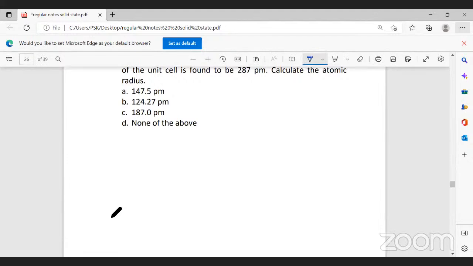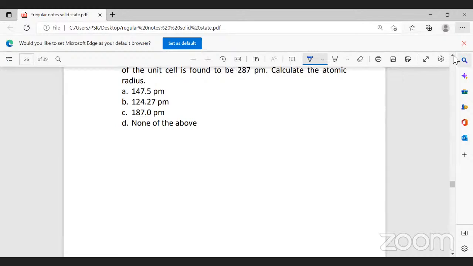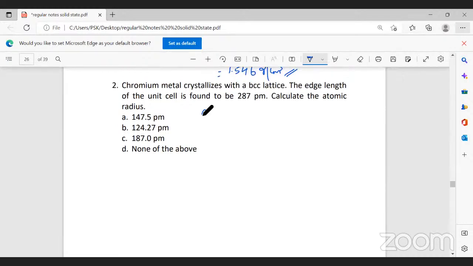Now, chromium metal crystallizes in BCC. Chromium metal crystallizes in BCC. The edge length of the unit cell is in picometers. They have given 287 picometers. And they have given BCC. Now for BCC, the number of particles in the unit cell is equal to how much? 2.